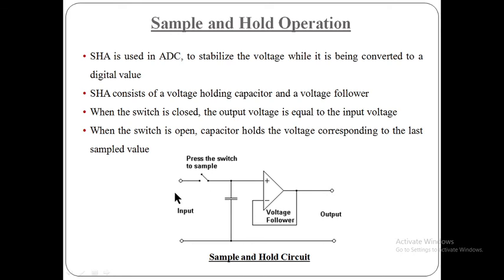But when this switch is open, no input is provided, so at that time the capacitor keeps the voltage in that circuit constant. It keeps the last recorded value, or you can say it stabilizes the voltage while it is being converted to a digital value. This switch is continuously opening and closing, because it depends on the sampling rate. When the switch is open, the capacitor holds the value corresponding to the last sample value, and we convert this analog signal to a digital or binary signal.